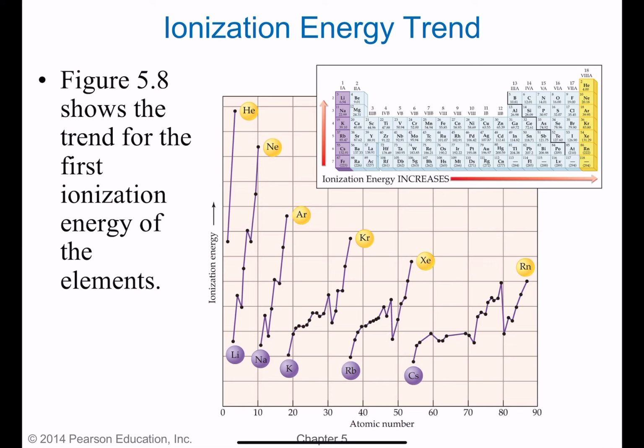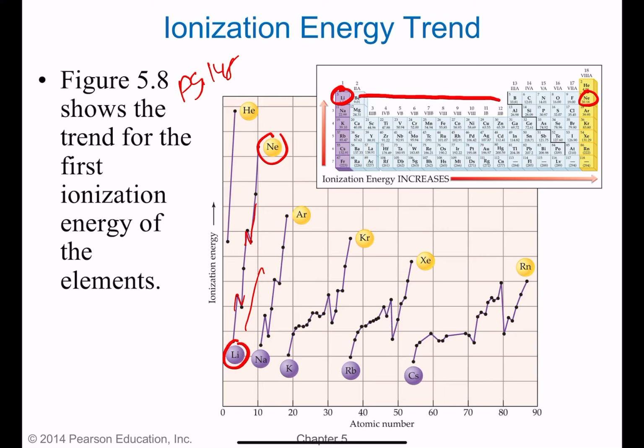So here's an actual graph of the trend, and you can see that it's kind of a spiky graph, so there are definitely some interesting exceptions here and there. This is figure 5.8, on page 148 of the book. We see that the general trend is going from left to right. So for example, going from lithium to neon, we see that the trend is going up, but there are a couple of exceptions here, and you really do not need to worry about the exceptions themselves.